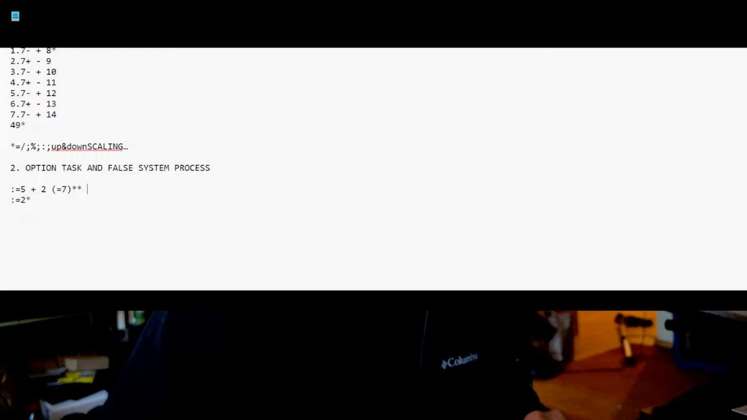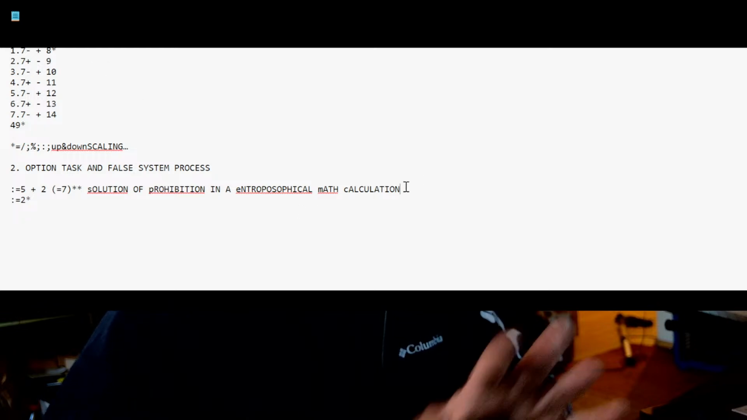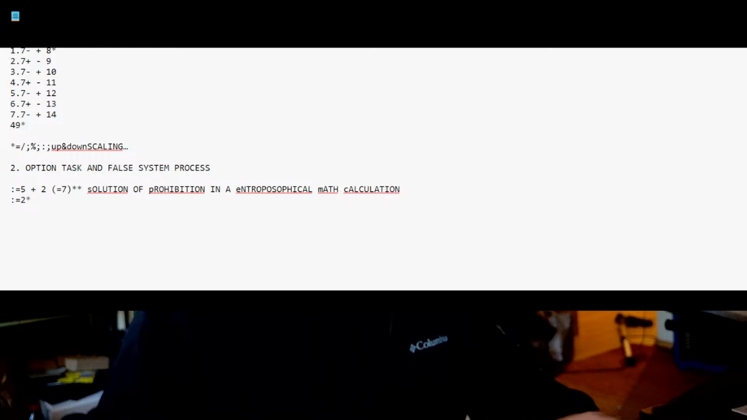What does this mean? This is the command. This is the solution of prohibition in an anthroposophical math calculation. Yeah, whatever. Okay, 3 point.